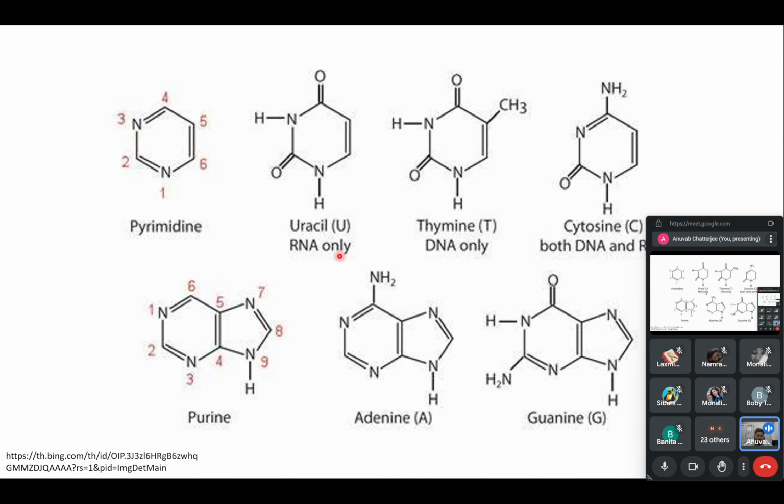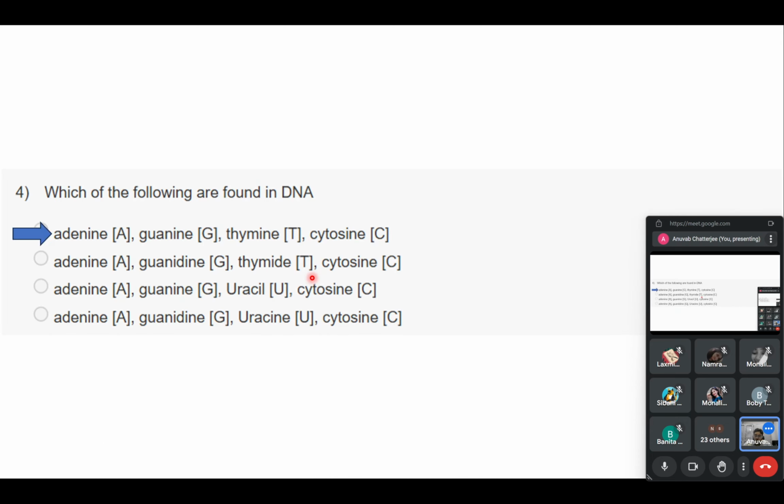So we have just gone through it. You are correct that in case of DNA, the four bases are adenine, guanine, thymine and cytosine. In case of RNA, thymine gets replaced by uracil. So you are correct. The correct option is A.